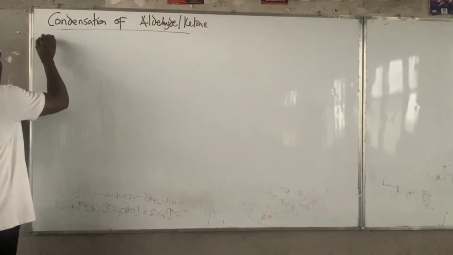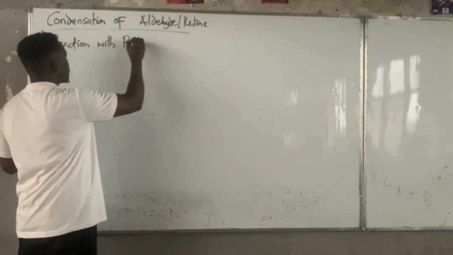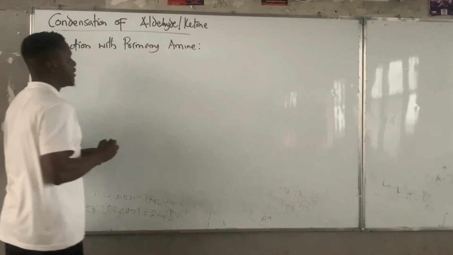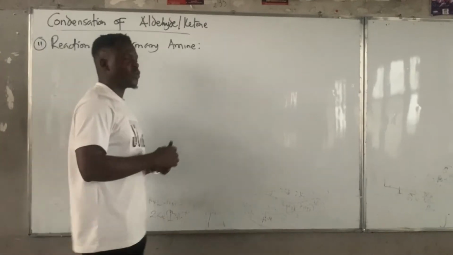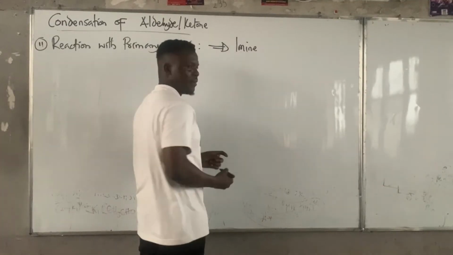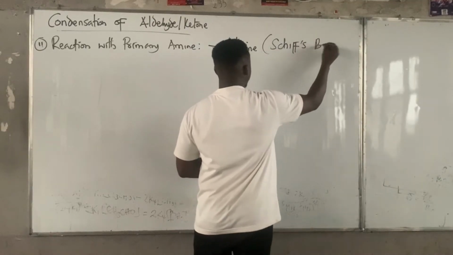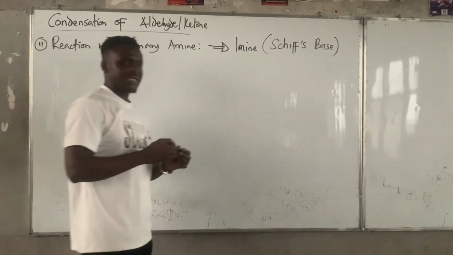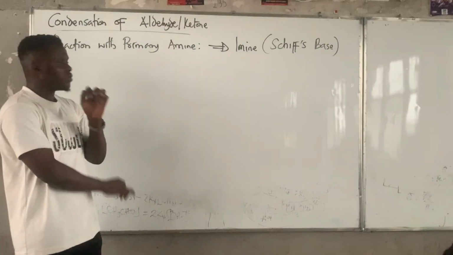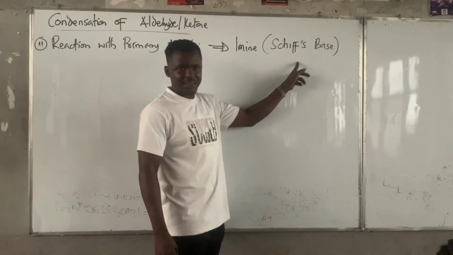All right, so the next one is reaction with primary amine. We take note that aldehydes or ketones react with primary amine to form what we call imine. All of them are actually imines, but this particular imine is what we call the Schiff base. They asked this question some years back. So reaction of aldehydes or ketones with primary amines gives what we call Schiff base. Take note of that.